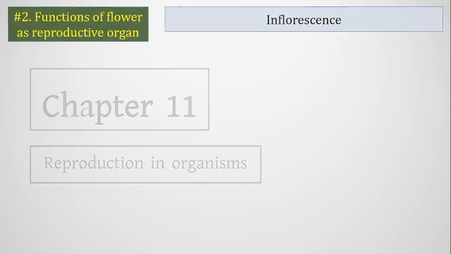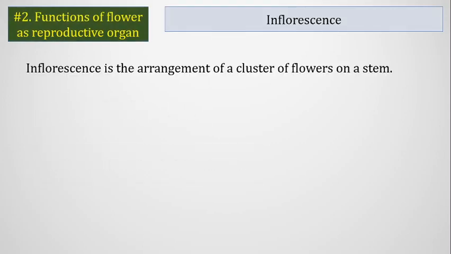So, what is inflorescence? Inflorescence is the arrangement of a cluster of flowers on a stem. That means we see that from a stem, a shoot emerges on which a multiple number of flowers are arranged in a specific manner. So a shoot that comes out from a stem holds multiple flowers together in a certain fashion, in a certain arrangement. So this arrangement pattern is called inflorescence.